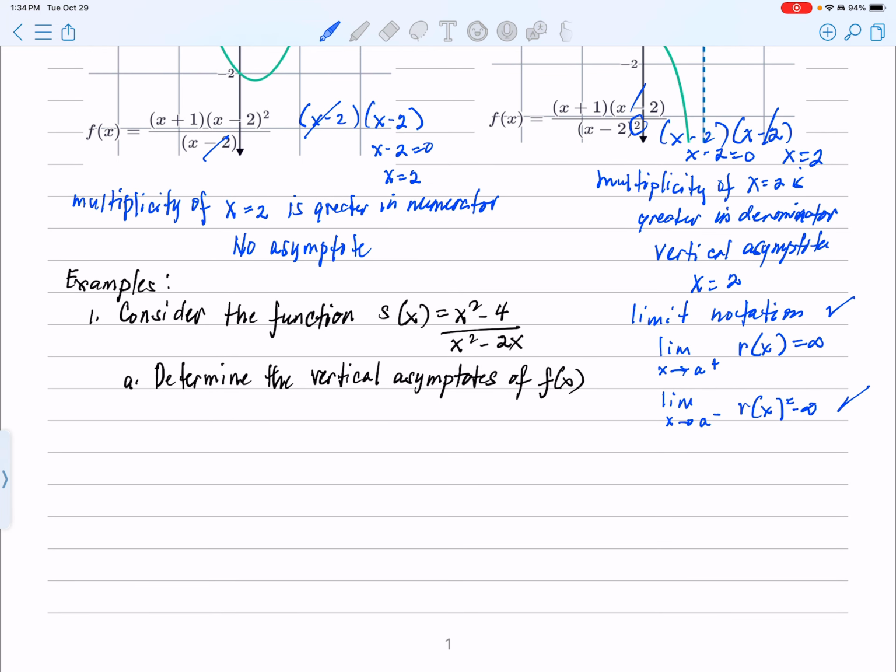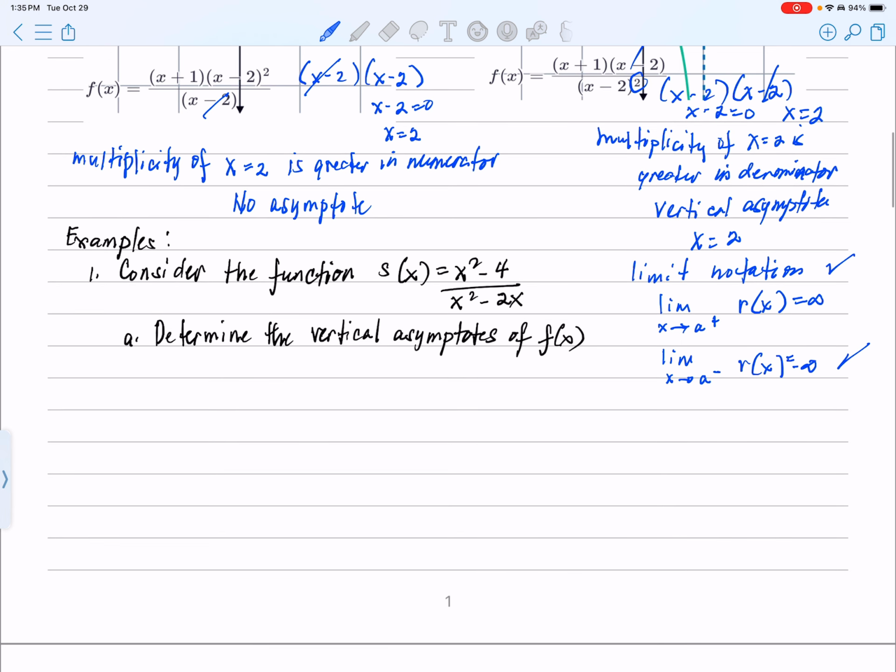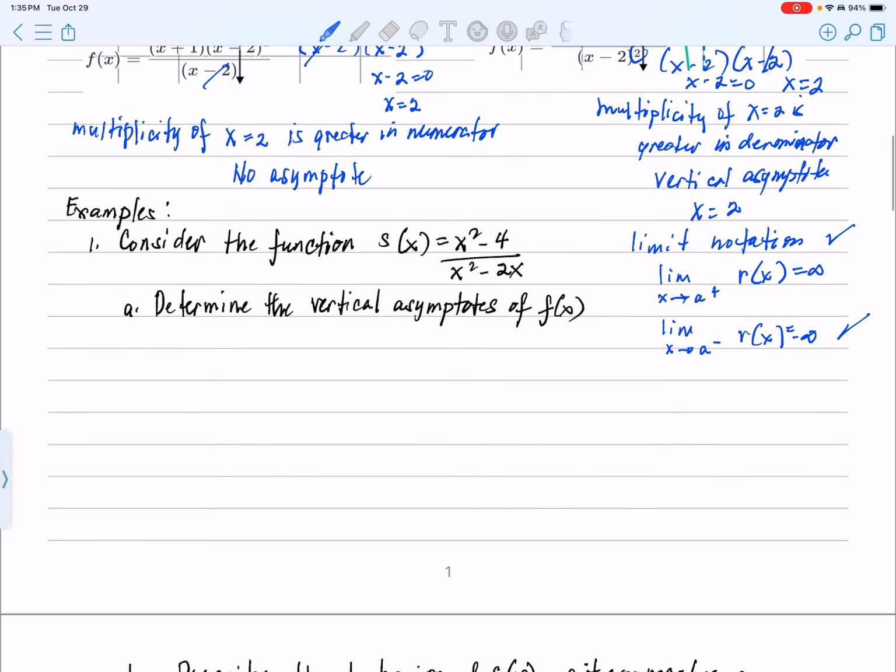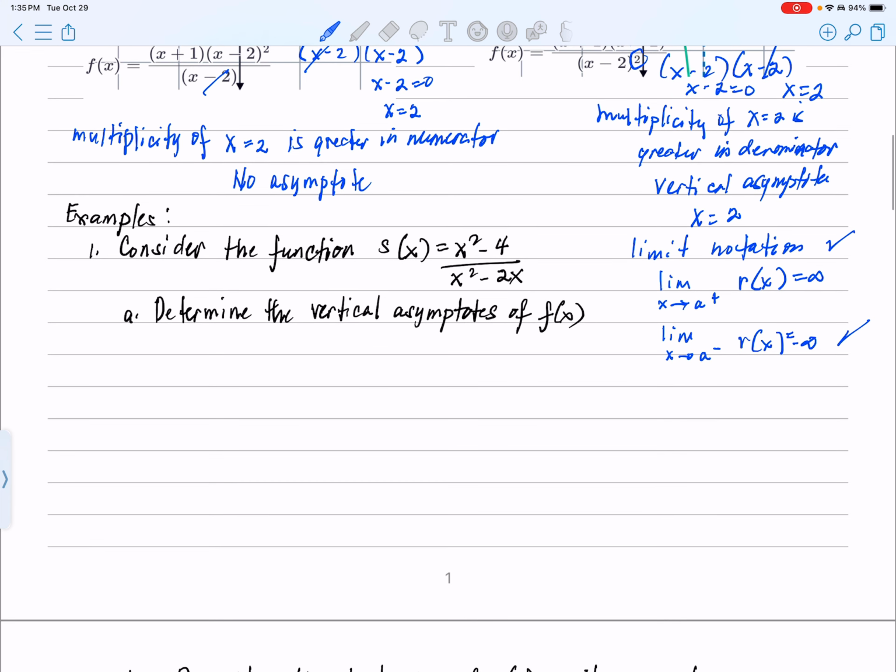Let's have this example. Consider the function s of x equals x squared minus 4 over x squared minus 2x. We'll first set the denominator equal to 0 and solve.